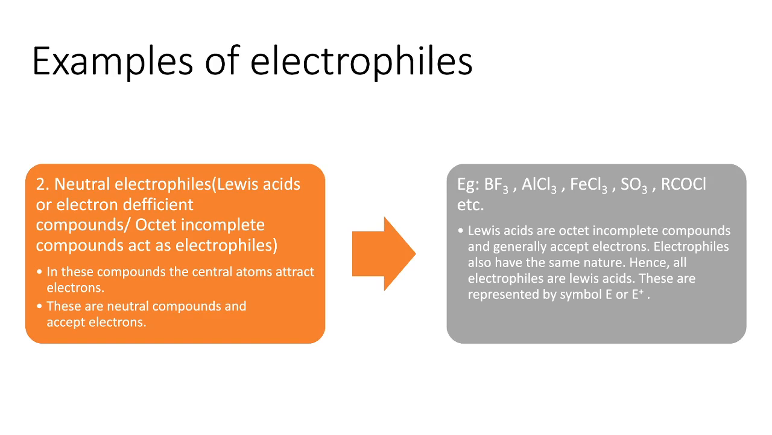Lewis acids are octet incomplete compounds and generally accept electrons. Electrophiles also have the same nature. Because of that reason, all electrophiles are called Lewis acids. Generally, electrophiles are represented by the symbol E or E+. E stands for electrophile, the first letter of electrophile, and sometimes we also represent electrophiles with a positive charge, E+. This is about the electrophiles.